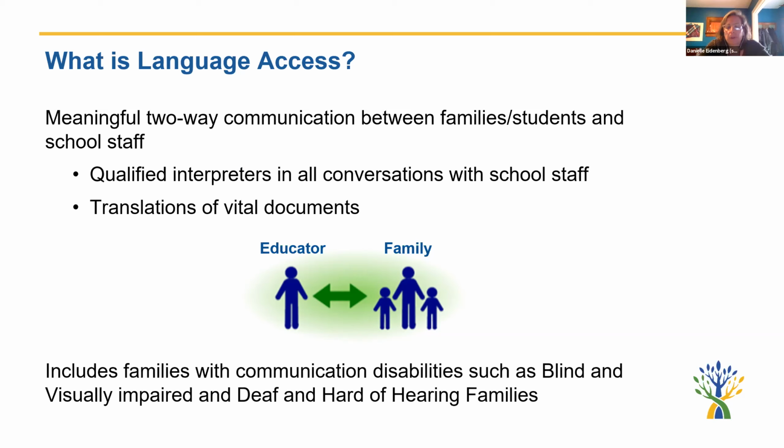Before we go further into a conversation about language access, we wanted to address what we mean by language access. Access to information from the school system to families whose primary language is other than English, or who are deaf, hard of hearing, or blind and visually impaired, is the kind of access we mean by language access. So we're talking about communication between families and educators on behalf of students. Qualified interpreters are needed to offer this meaningful communication that can lead to effective, culturally responsive family engagement, as Joy was discussing earlier. Translation of vital documents is also critical in order to provide language access to families.